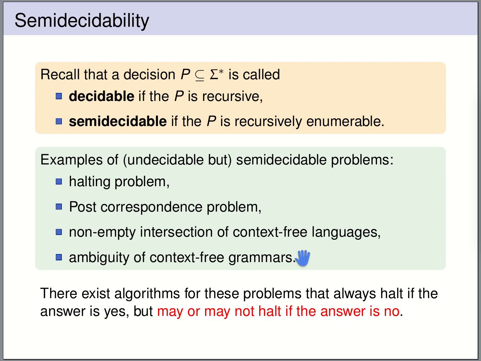So all these problems are semi-decidable. We can make a Turing machine that takes an instance of the problem, and if the instance is a positive instance, it's in P, then we eventually answer yes. If the instance is a negative instance, then our Turing machine will compute forever. So for these problems, we cannot make a Turing machine that always halts and always answers yes or no. These problems are not decidable. These languages are not recursive.